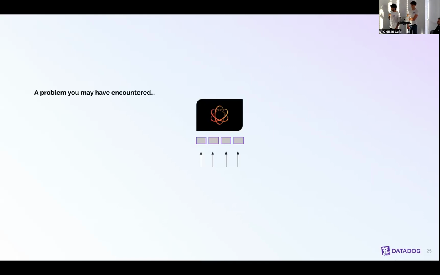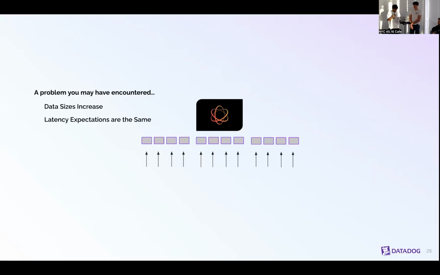But what are some problems you may encounter? As time goes on, data sizes increase, but your latency expectations stay the same. Maybe you could query 100 gigs in some amount of seconds, and tomorrow you need to query 1 terabyte in the same amount of seconds. So what do you do? Well, you start by vertically scaling. Cores are the unit of parallelism, pretty much. You throw more cores at the problem, but you may find that you run into other bottlenecks like memory or I/O or downloading things from object storage.